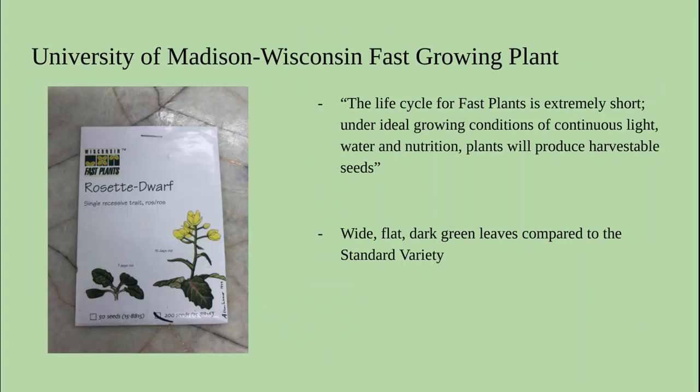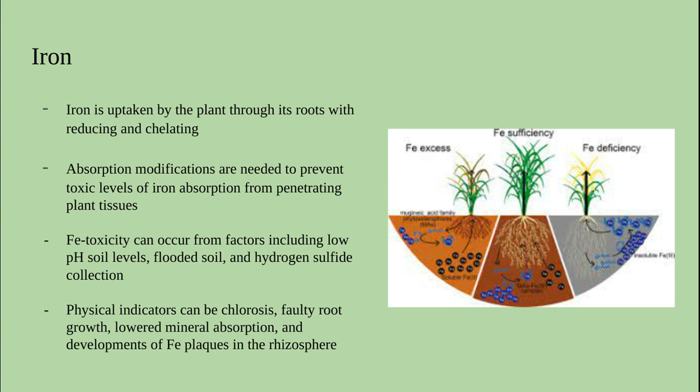So for this experiment, I used the University of Madison-Wisconsin fast-growing plant. I used the rosette dwarf variety as they had thicker, wider, flatter leaves that sprouted closer to the soil compared to the standard variety that had a little bit of a lighter coloration and didn't sprout nearly as close to the soil. And these plants also germinate at a much faster rate compared to normal plants, which was perfect for the time constraint of this experiment.